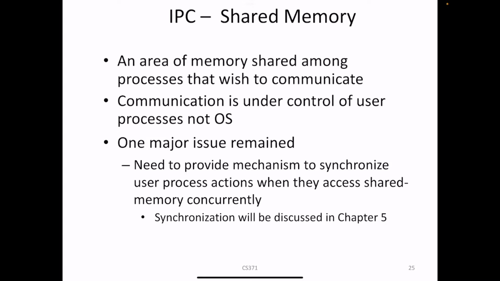Then some students may ask, okay, Dr. Wang, the shared memory seems very simple. So why did you say the shared memory is difficult to deal with? Surely the aforementioned example is simple, but in the real world there may not be only a single producer and a single consumer. It is very possible that multiple producers and multiple consumers access the shared memory at the same time. So in that situation, you need to provide a mechanism to synchronize user process actions when they access the shared memory concurrently, right?